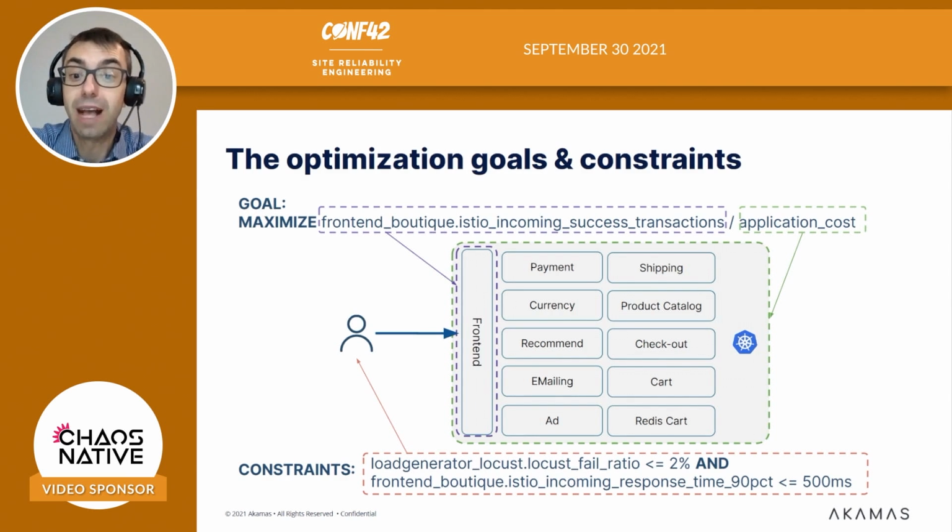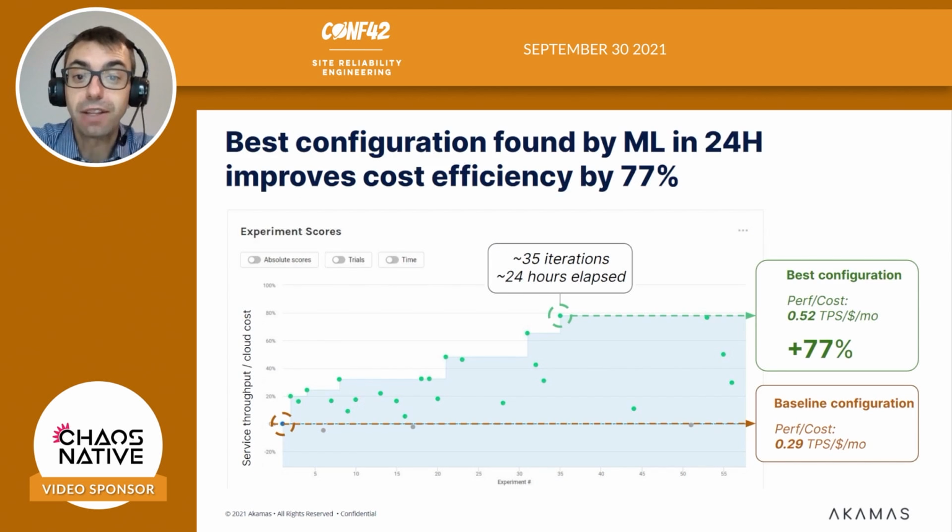Let's see what results we got. In this chart, each dot represents the cost efficiency of the application, which is the service throughput divided by the cloud cost, as a result of different configurations of microservices, CPU and memory limits as chosen by the machine learning optimizer. The result of the machine learning-based optimization is quite astonishing. A configuration improving the cost efficiency by 77% was automatically identified in about 24 hours.